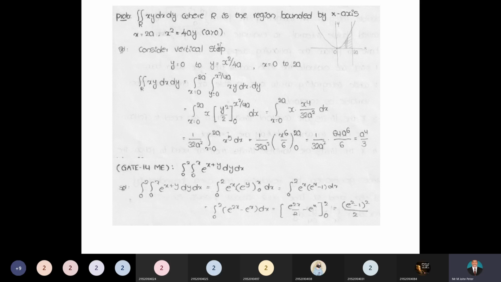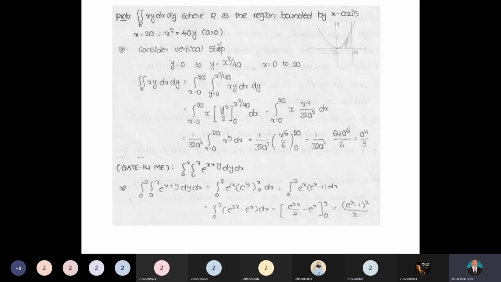Now for the x limit, x equal to 0 is the lower x limit because the parabolic curve passes through the origin. From that only the bounded region started. Then the rightmost or upper x limit is that constant straight line, as we can see in the diagram, x equal to 2a. So the x limit is x equal to 0 to 2a. Put this limit in the double integration: the outside constant limit x equal to 0 to 2a, integral y equal to 0 to x square by 4a, xy dx dy.